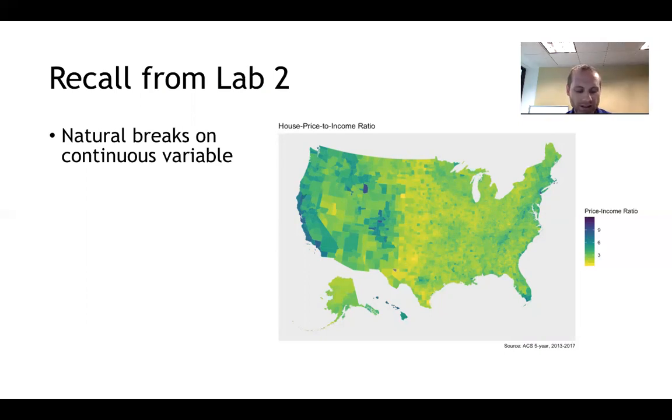So when you go to the lab for this week, part of it will be just rerunning, remaking this map from Lab 2 and changing the cut function, basically transforming your house price to income ratio from a continuous variable into a factor of n groups that you specify, and you will assign a color to each group. And then you'll compare and contrast and see how best to cut the variable. Okay, so at this point, you can continue on to the lab.